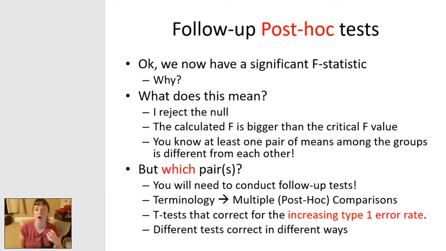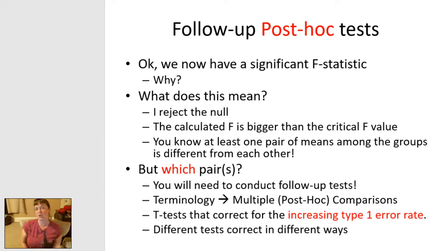We do the overall ANOVA to control for inflated type 1 error. That's why we do it. We want one test that allows us, in one shot, with a true alpha of 0.05. We want one ANOVA, one F statistic, with a true alpha of 0.05 to determine if any of the means are different from each other in one shot.